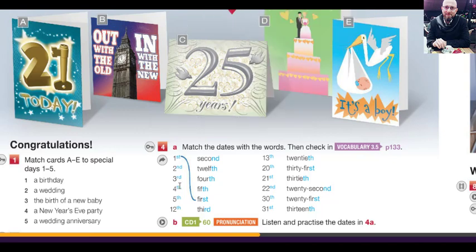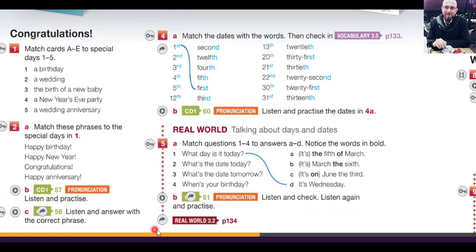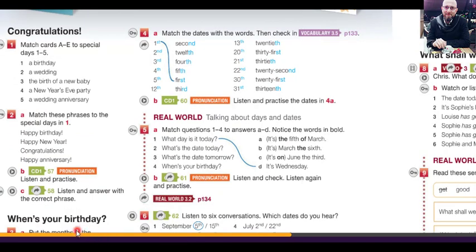Okay, so when you visit people on these special days and you want to tell them something, what do you say? For example, when you come to a birthday, we know that everyone says happy birthday, today is your birthday, and when people come to you they say happy birthday. Okay, what about the other special days? Here we have these phrases: happy birthday, happy new year, congratulations, and happy anniversary. So let's do them together.